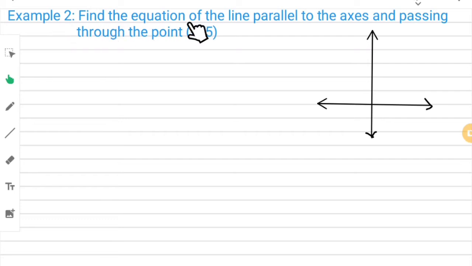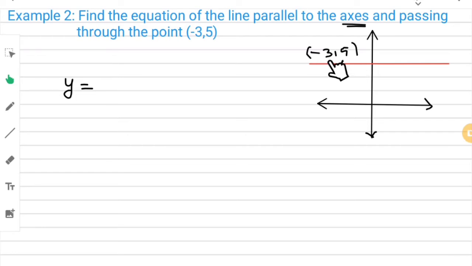Okay. Now example 2. Find the equation of the line parallel to the axis and passing through the point minus 3 comma 5. Here I am taking it as minus 3 comma 5. And a line passing parallel to the axis is given. That means two lines are possible. One is passing like that, and it is the line parallel to the x-axis. If a line is parallel to the x-axis, what will happen to the equation? It will become y is equal to, what is the coordinate of y here?